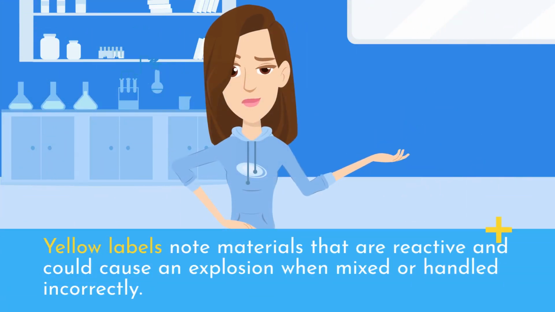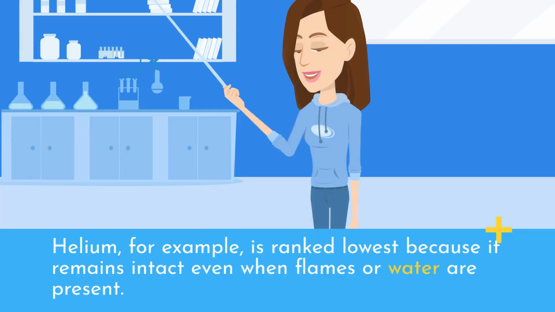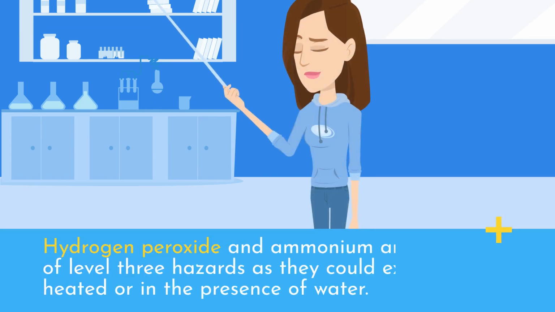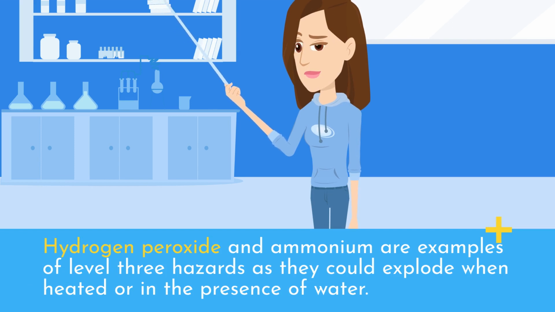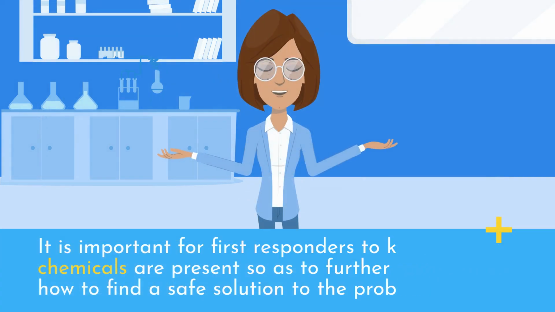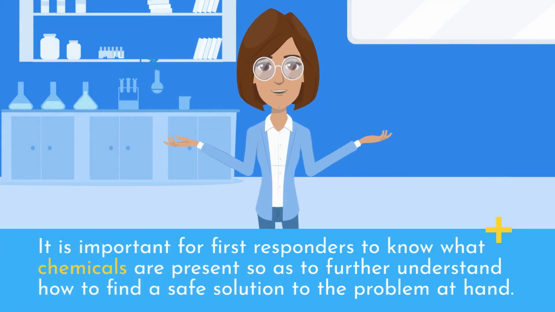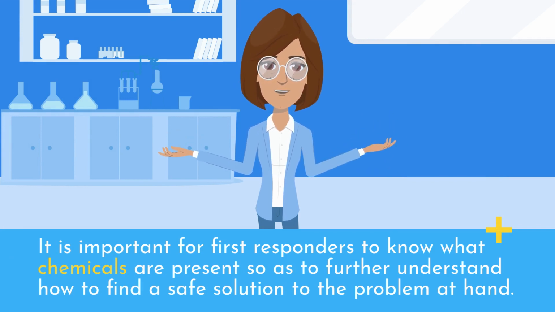Yellow labels note materials that are reactive and could cause an explosion when mixed or handled incorrectly. Helium, for example, is ranked lowest because it remains intact even when flames or water are present. Hydrogen peroxide and ammonium are examples of level 3 hazards, as they could explode when heated or in the presence of water. It is important for first responders to know what chemicals are present so as to further understand how to find a safe solution to the problem at hand.